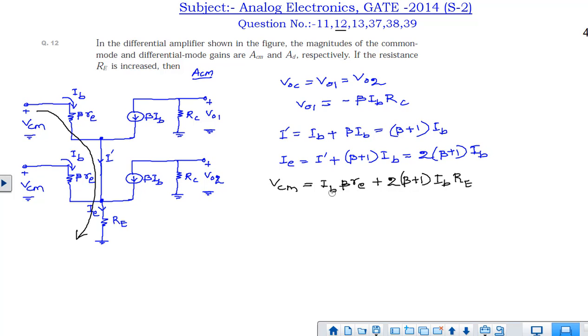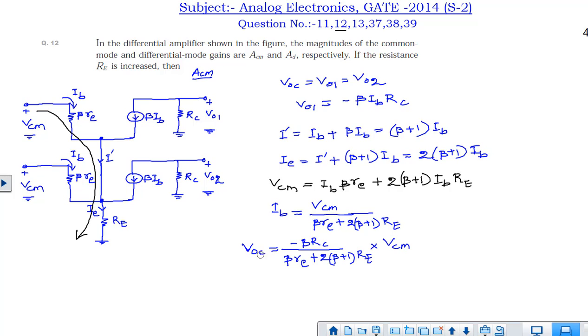We can represent IB in terms of VCM. So IB is equal to VCM by beta RE plus 2 times beta plus 1 RE. Now this IB we can substitute here. Okay, so V output C, which is equal to V01, is equal to minus beta RC divided by beta RE plus 2 times beta plus 1 RE, into VCM. So the common mode voltage gain is nothing but VOC by VCM, which you will get like this, assuming the beta value to be very large, so that beta plus 1 is the same as beta. So we have minus RC by RE plus 2 RE. That is the common mode voltage gain.